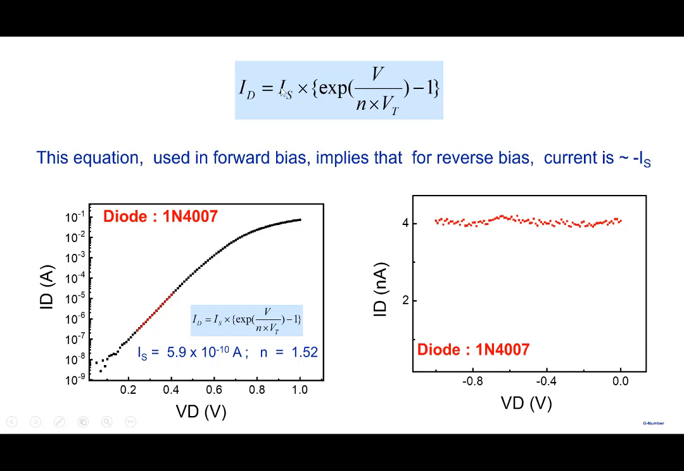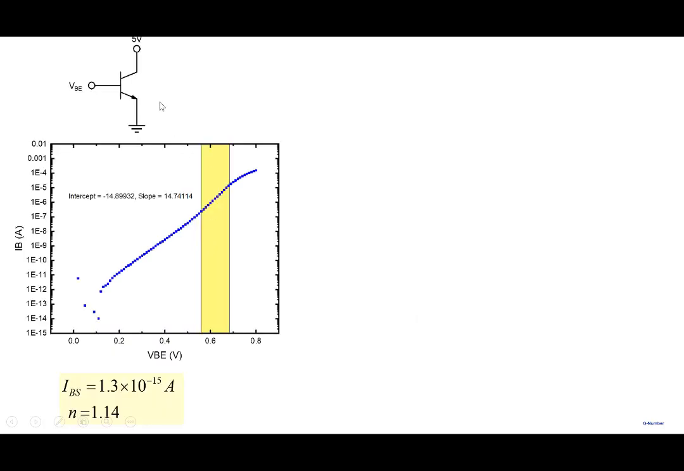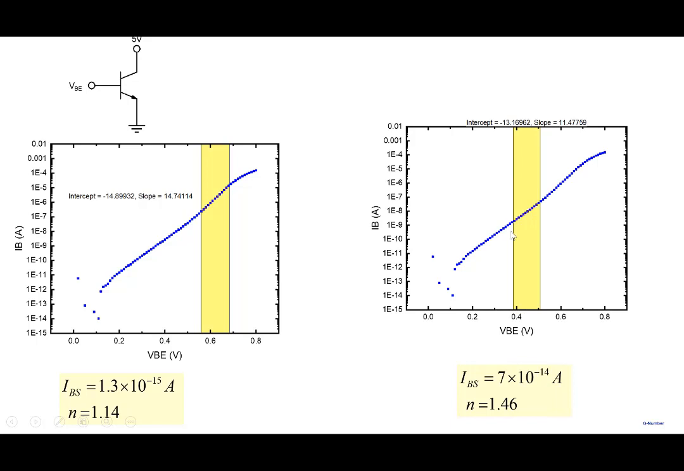In this equation, IS is simply a sort of fitting variable, which is obvious, as I showed you for a transistor. If you take this part of the characteristics, IS is 1.3 femtoamperes. If I take some other part of the characteristics, IS is 70 femtoamperes. So obviously, IS is not the reverse saturation current.